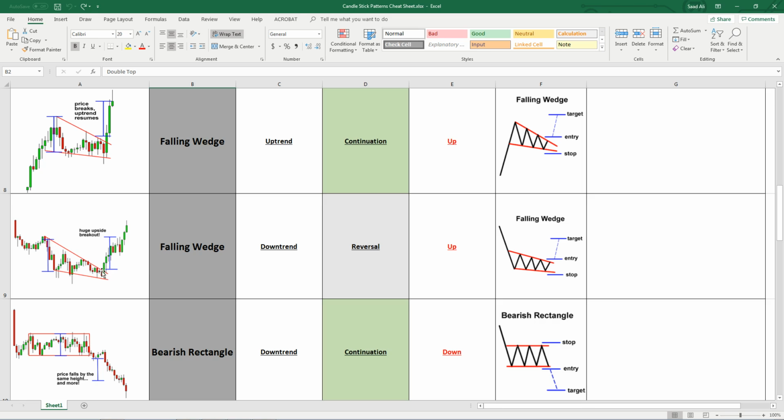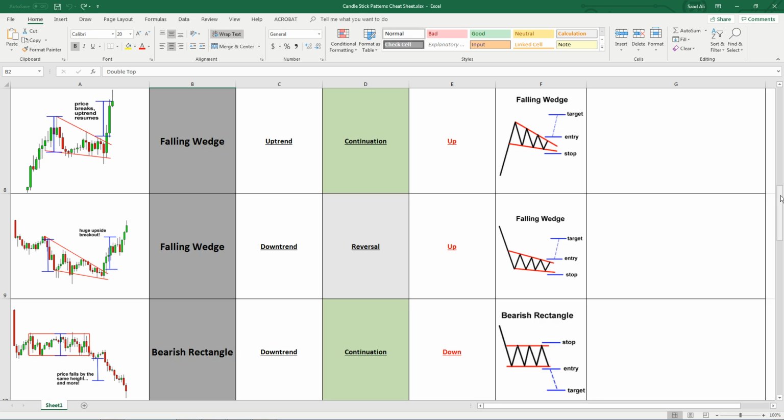Okay, and the next one is a falling wedge in a downtrend. So price is falling, falling, falling, and it starts forming this wedge. This is a reversal pattern. The next move is up, and price accelerated upwards. And this is how you can trade a falling wedge in a downtrend. So just like this, and then you can place your stop here with the entry, a buy order here, and trade it up.